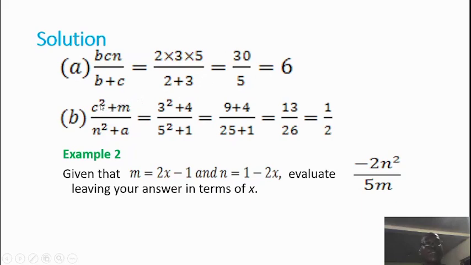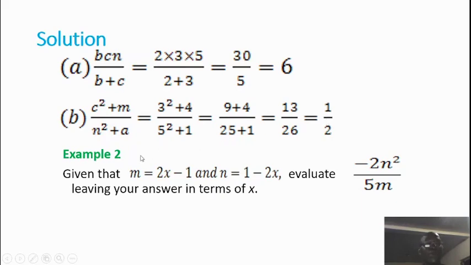Next, c squared plus m will be 3 squared plus 4, and n squared plus a will mean 5 squared plus 1. So 3 squared becomes 9, plus 4, which is 13. 5 squared is 25, plus 1 is 26. So 13 over 26, 13 can divide the numerator and the denominator to give us 1 over 2, which gives us the result.